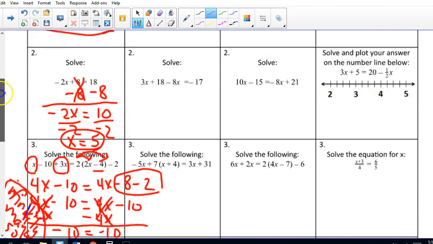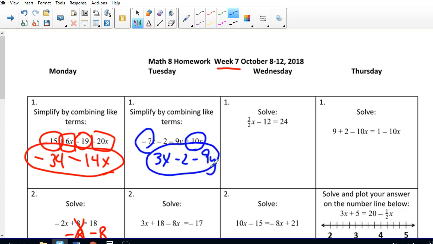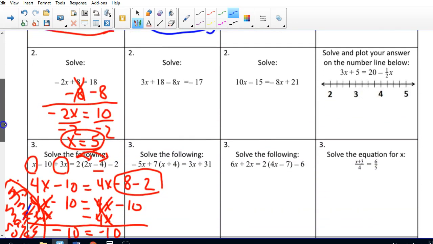Now let's look at Tuesday. Tuesday says simplify by combining like terms. Let's look at this. I have a like term here with negative 7x and here with plus 10x. Put them together and they give you 3x minus 2 minus 9y, and that's all I have. So I'm done with that one. There are no other like terms. On the next one, I have 3x minus 8x, which is negative 5x, plus 18 equals negative 17.